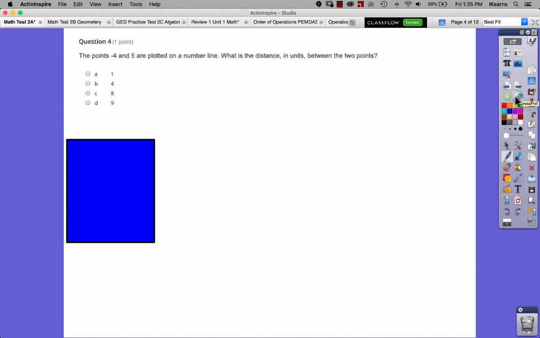Question 4. The points -4 and 5 are plotted on a number line. What is the distance in units between the 2 points? This is a good one to actually draw a number line. So you've got 0 here, and you've got -1, -2, -3, -4, and 1, 2, 3, 4, 5. What we want is the distance from here to here, and it's as simple as counting the steps. 1, 2, 3, 4, 5, 6, 7, 8, and 9. So our answer is D, 9.